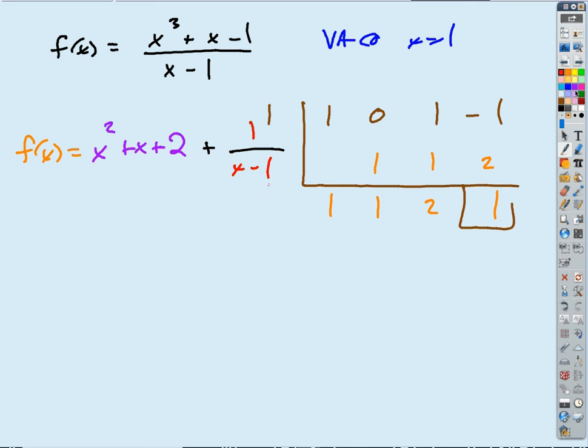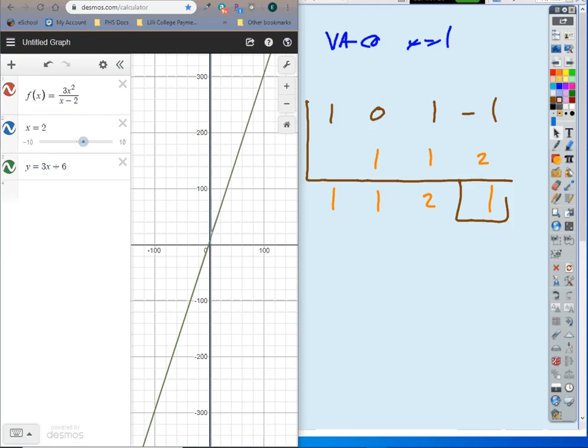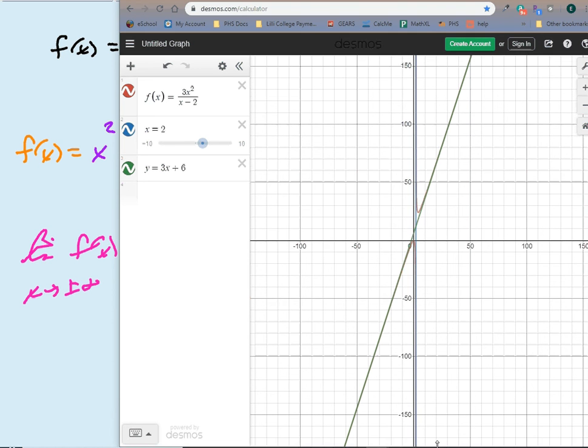And if I take the limit of f of x as x approaches plus or minus infinity, that's going to go away, isn't it? So I'm just going to get x squared plus x plus 2, right? Okay, what if I graph this thing? What's significant about that? It's a parabola. Is it going to show up in my graph? You're right, why else would I show it to you? So I would say yes.